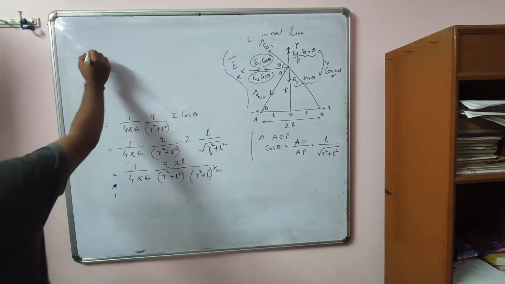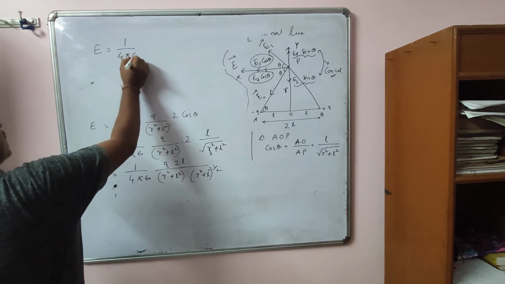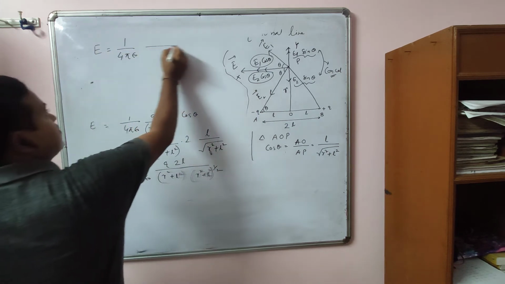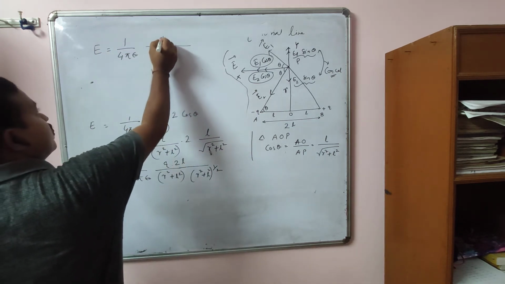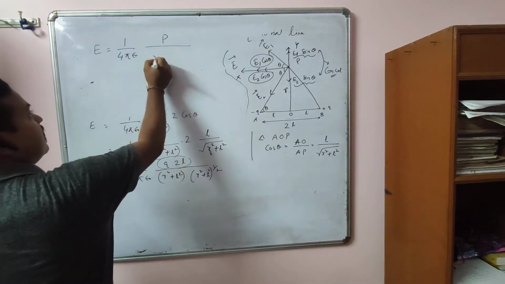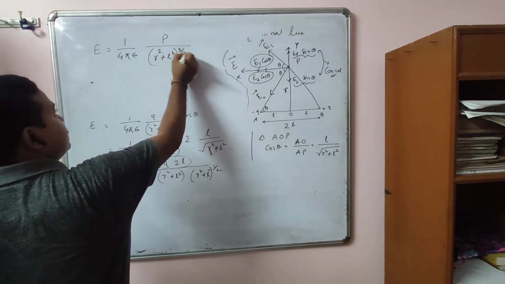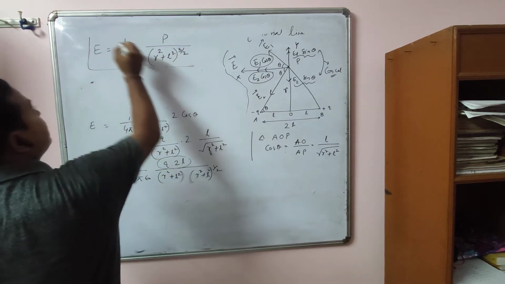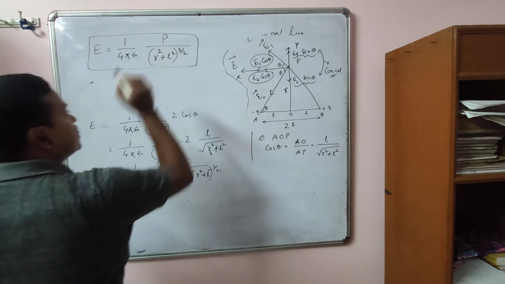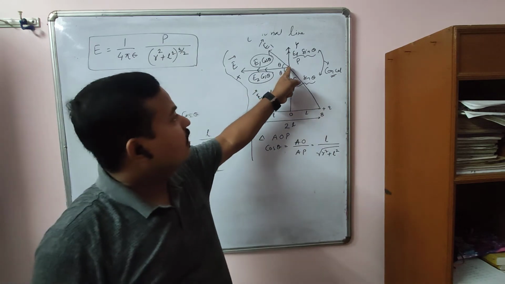So it will be what? E is equal to 1 by 4 pi epsilon. What is q into 2l? It is dipole moment. I have already discussed this dipole moment. And here it is (r square plus l square) to the power 3 by 2. So this is the final expression. So this is the expression of electric field due to electric dipole at a point on equatorial line.